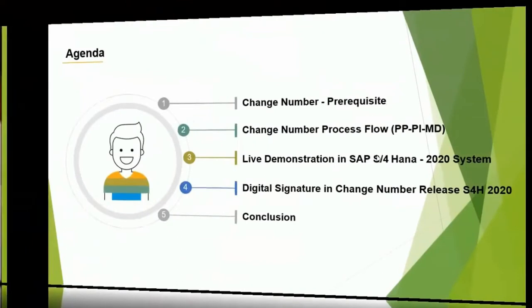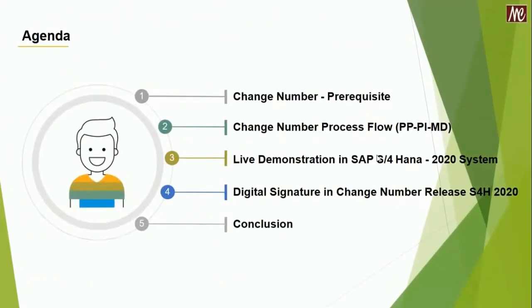So without further delay, let's have a quick look at today's agenda. Primarily, we are going to cover the change number and its entire facility. In the first section, we cover change number prerequisites. Next, we will cover the change number process flow. Third, we demonstrate in a live SAP S4 HANA 2020 system. Next, we also cross-check the digital signature approval policy applicable to the change number in the same system. At last, we conclude.